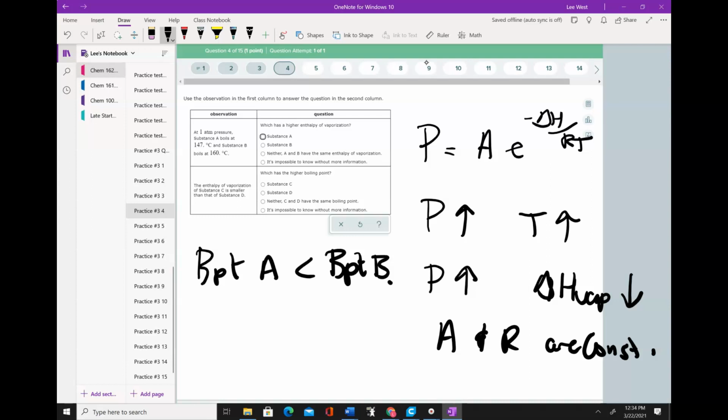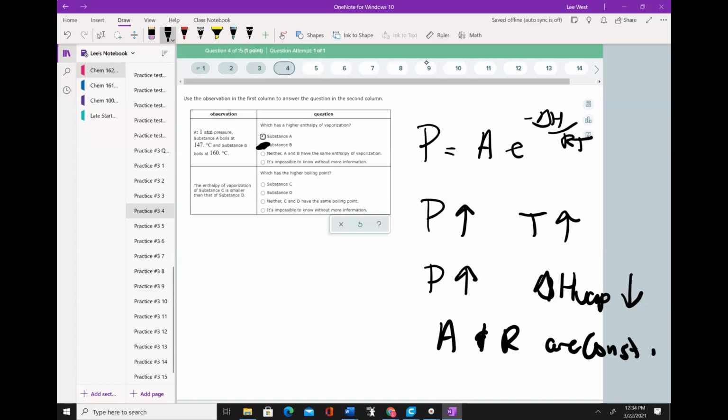So what does all of that mean? Well, it just basically means this. It means that substance B must have a higher enthalpy of vaporization. It takes more energy to boil B. That's it. All right, so that's how that one's going to work out. So higher boiling point is equivalent to higher enthalpy of vaporization.